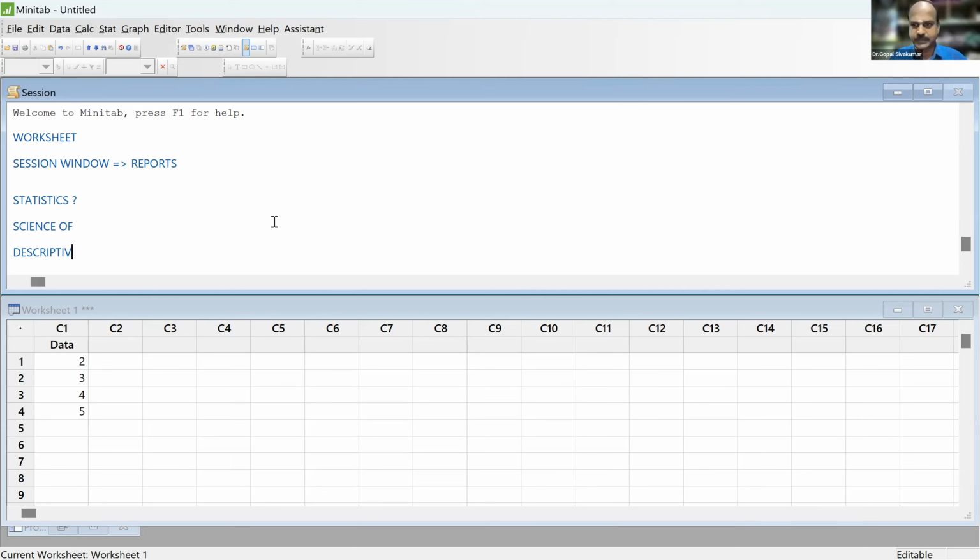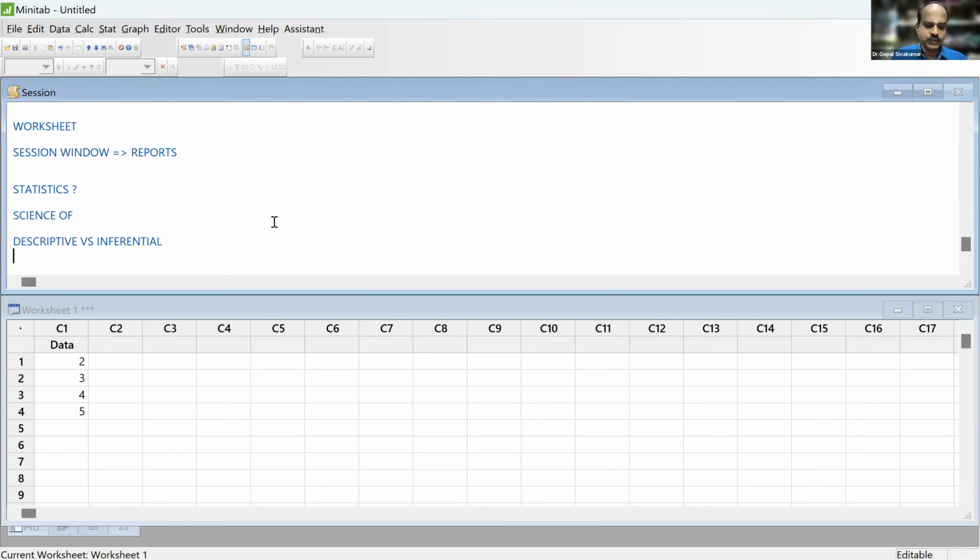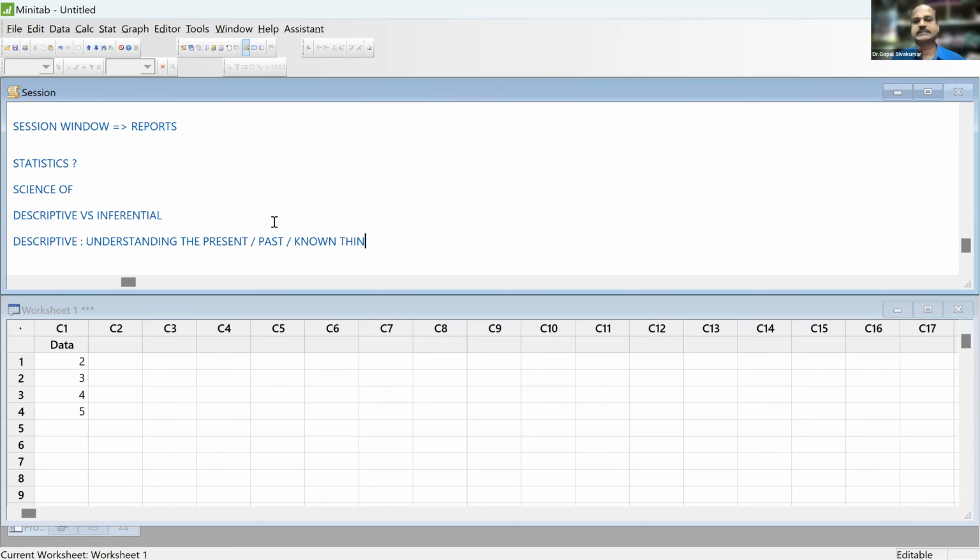One is known as descriptive. Another one is known as inferential. Descriptive is nothing but you are understanding the present and the past, or the known things. Whatever is known, you are just verifying it with the help of data.